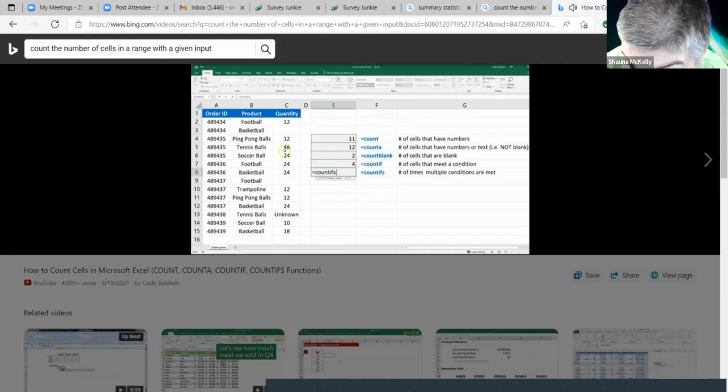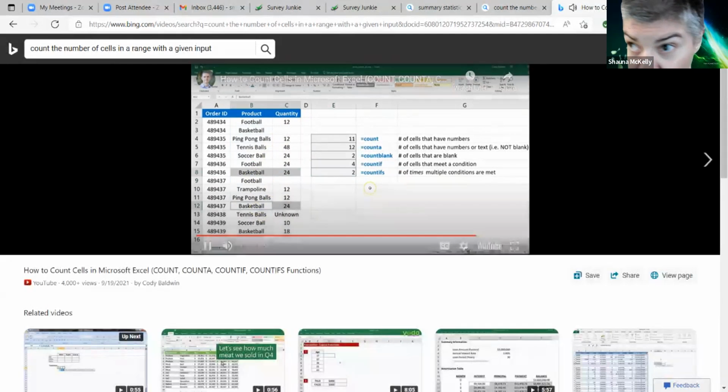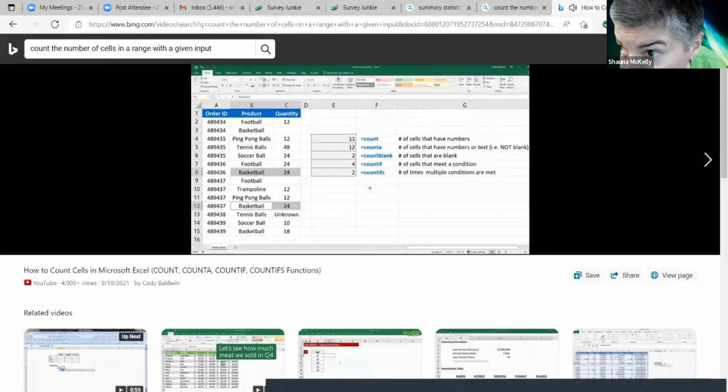And maybe I want to look for the first condition being where in the product column we see basketball, and then in the quantity column where we see 24. Both of those conditions in the same row have to be met. Okay, and so let's try this out. It looks like it's 2. So I see it here, basketball and 24, and I see it here. So again, we're not counting cells. If we did, it would give us 4 in this case.